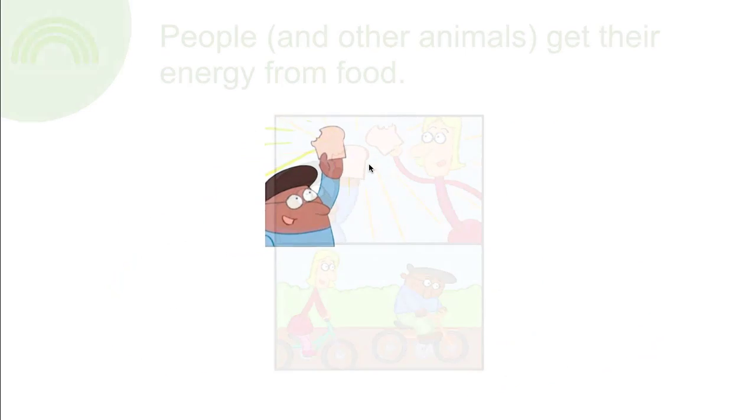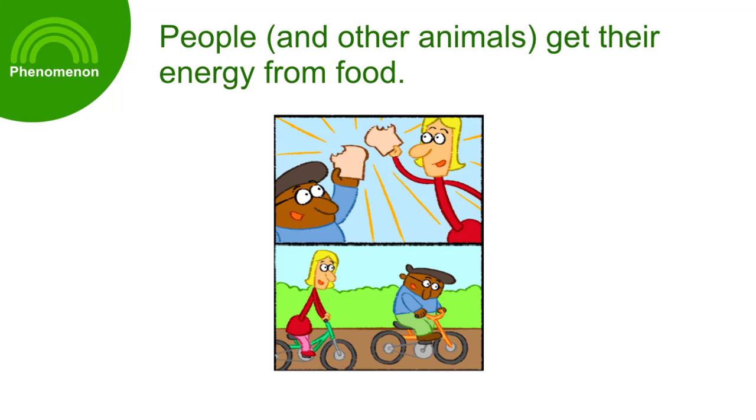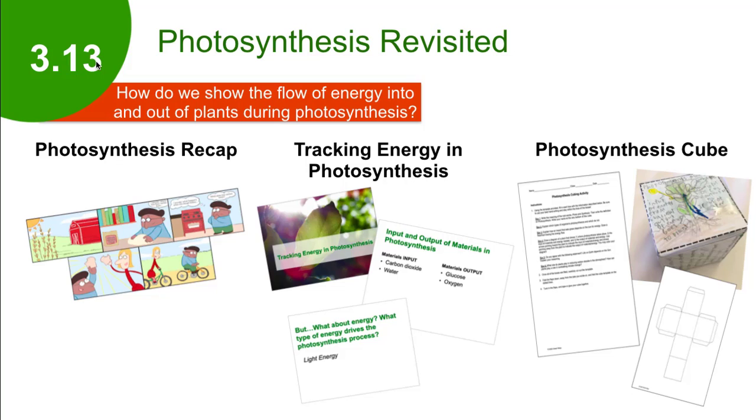Our phenomenon for this unit is people and other animals get their energy from food. How do they do that? In Lesson 3.13, we use the unit roadmap to connect what we learned in our study of chemical reactions to photosynthesis. Students participate in a short interactive presentation that gets them to think about photosynthesis in plants as a chemical system, focusing on energy inputs and outputs.